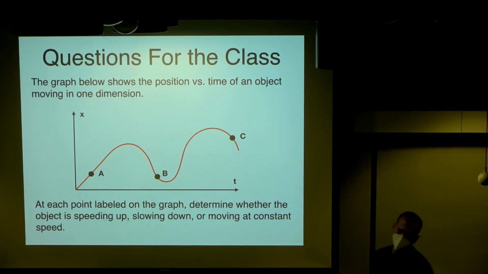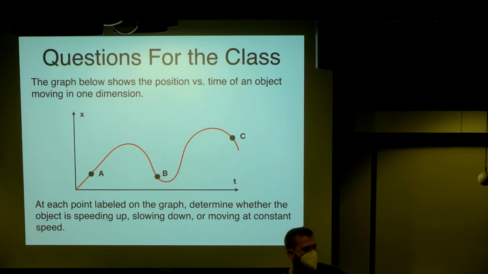So at this point, I just want to drive home. You should have a sense of when an object is speeding up and when an object is slowing down. So I want you to take a look at this graph, which shows position versus time for an object moving in one dimension. Remember, x is the position, t is the time, and this is the curve that shows us how its position is changing. So we have different points, A, B, and C.